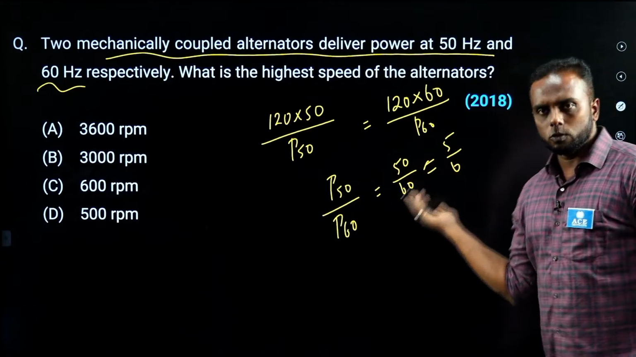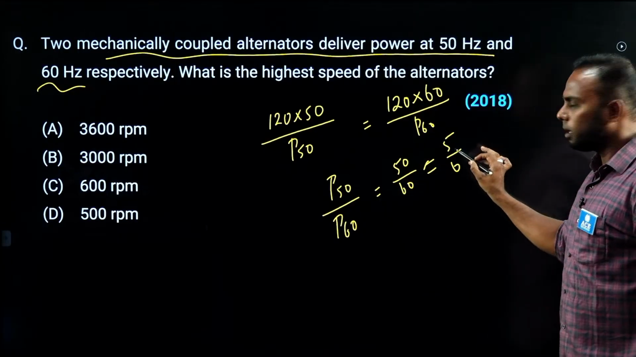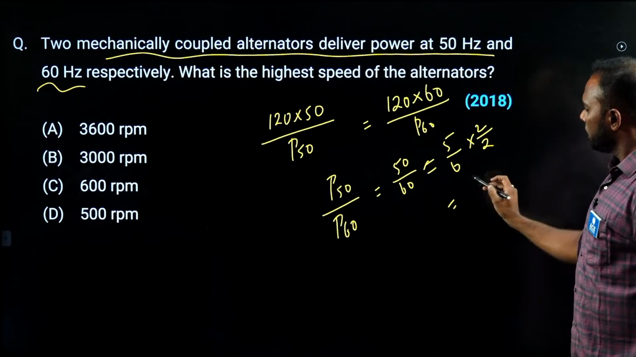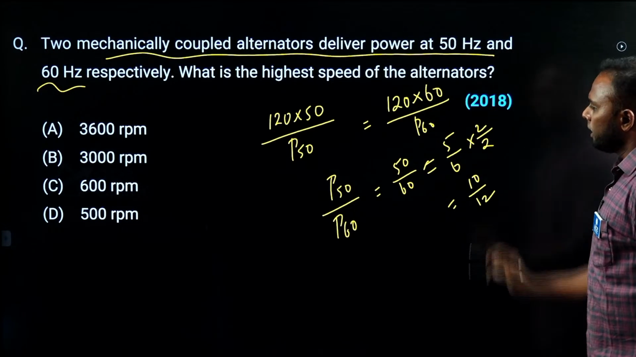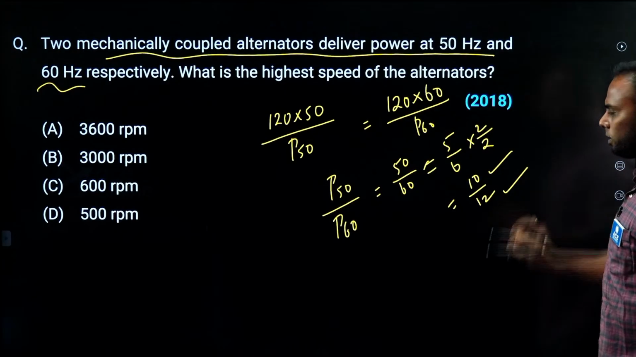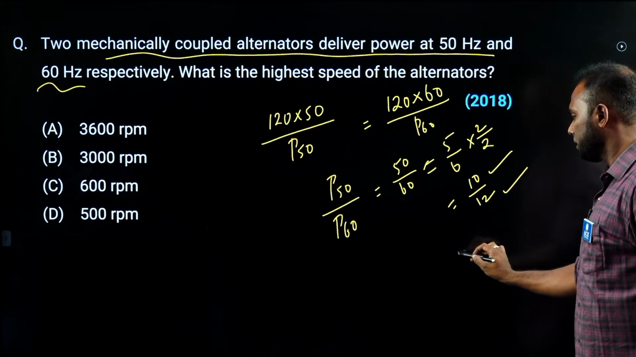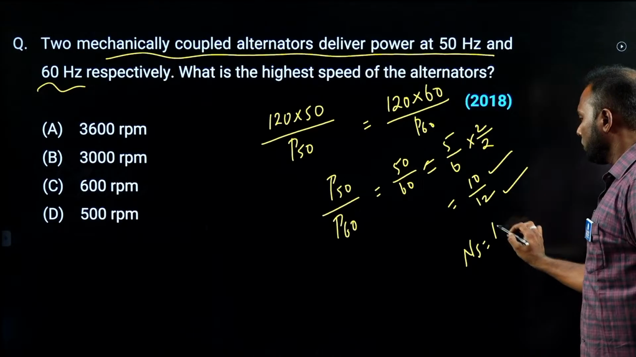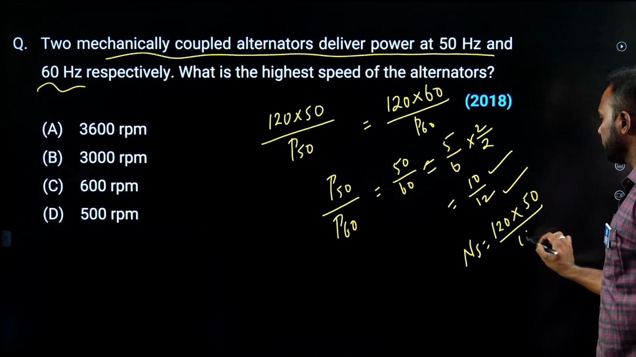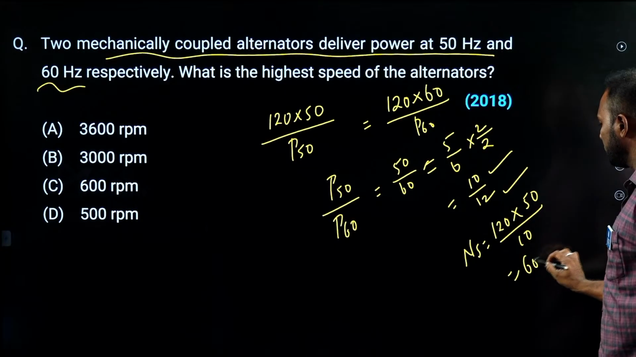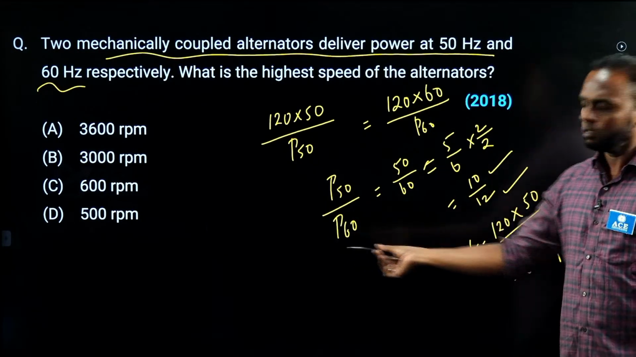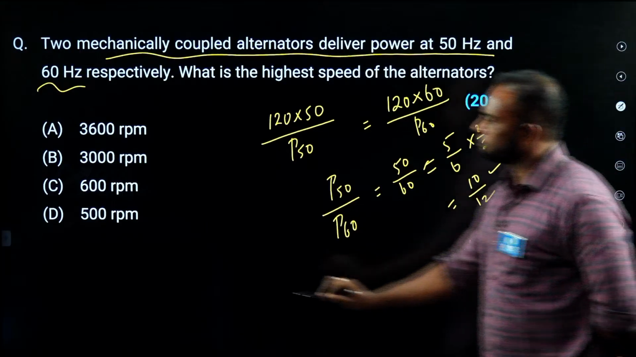Now proportionally if you choose the poles, and poles can never be an odd number, so take the least integer that is even, 2, then this is 10 divided by 12. Then the poles of the 50 Hz alternator will be 10, and the 60 Hz alternator will be 12. Then what is the speed? Ns equal to 120 f divided by poles, 120 into 50 divided by 10. If you simplify this, you will get 600 rpm. Or you can take 12 poles for the 60 Hz alternator, and the same 600 rpm we get.